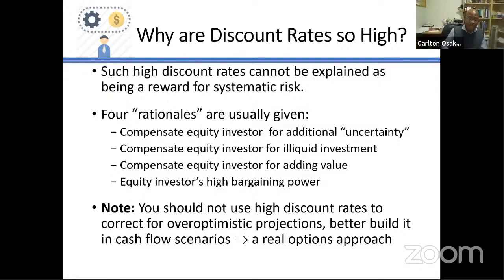Finally, as I mentioned previously, equity investors often have a lot of bargaining power. So the entrepreneur may not have a whole bunch of private equity investors lined up looking to invest in their firm. And that gives whatever equity investor they come up against a certain amount of bargaining power. And so these are the rationales that are given as to why the discount rates are high.